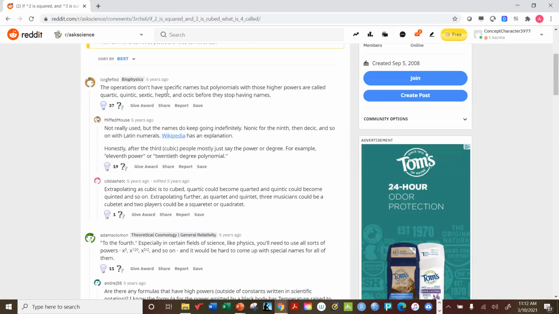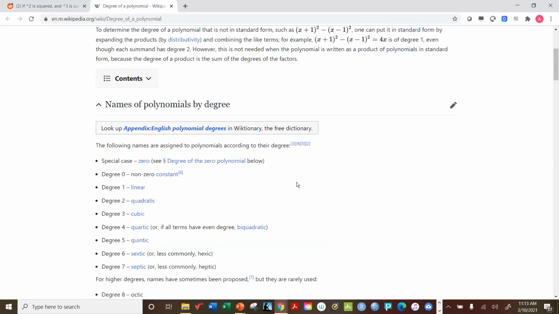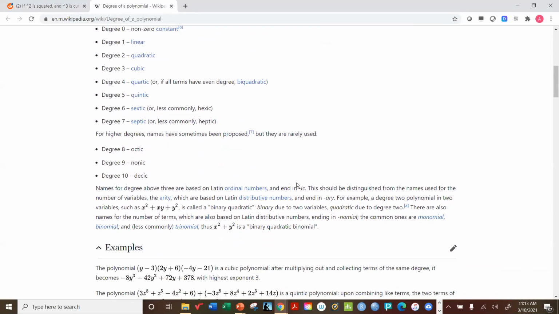Quartic, oh, here we go. Look at this. We have quartic, quintic, sextic, heptic, and octic before they stop having names. No, according to this one, it would be nonic and then decic and so on with Latin numerals. Wikipedia explains this to us. Oh my God, look at this list.